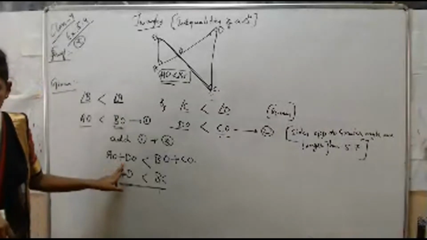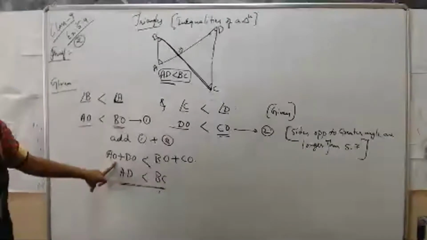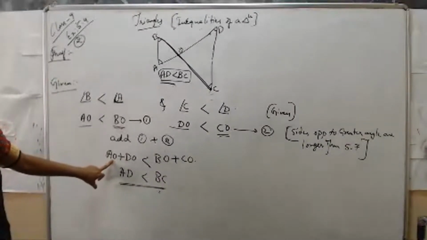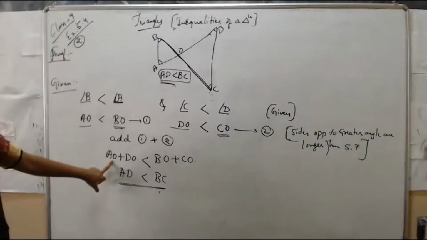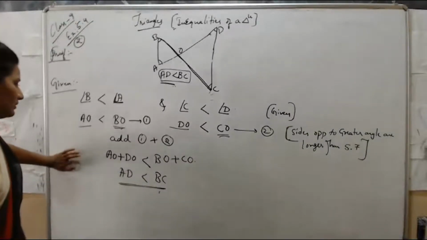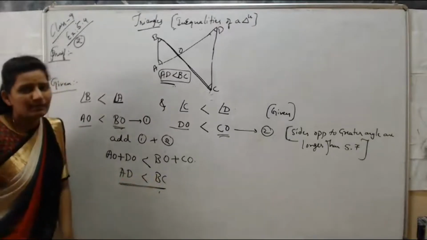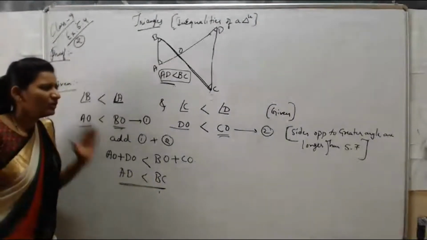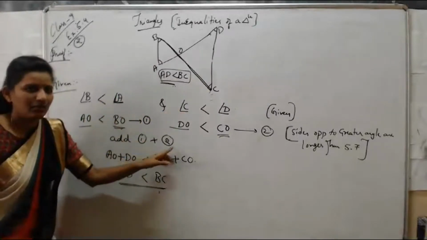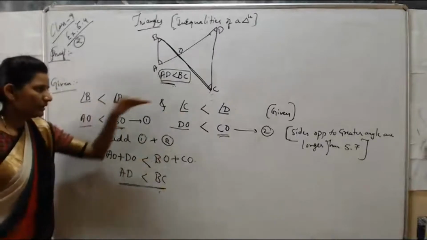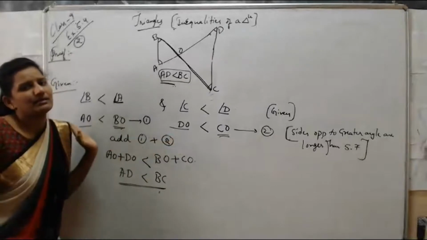Understood? This is the given, and this is what we want to prove: AD is less than BC. Did you understand? Only two steps: given, write the opposite sides, and add these two. You will get the answer.